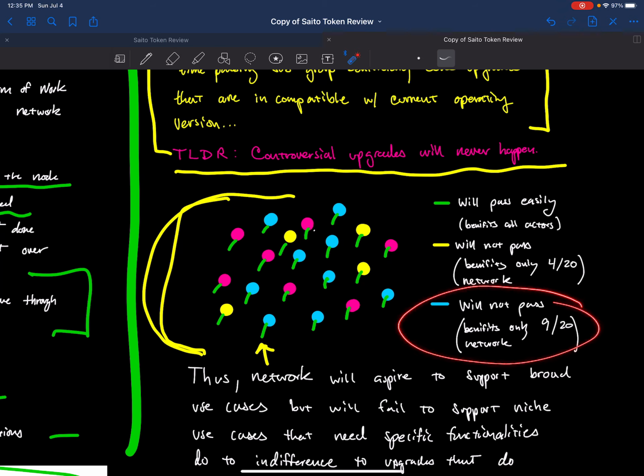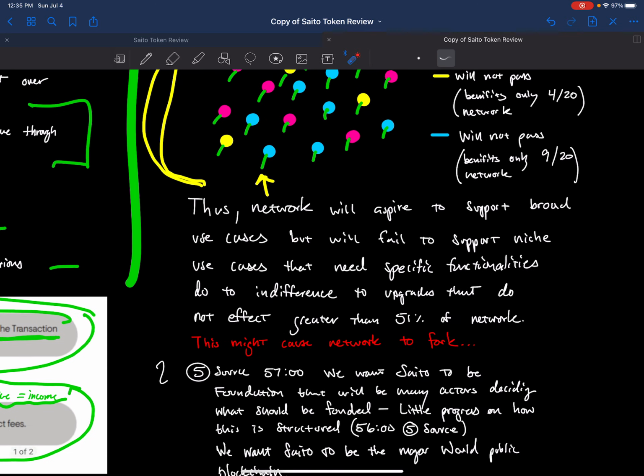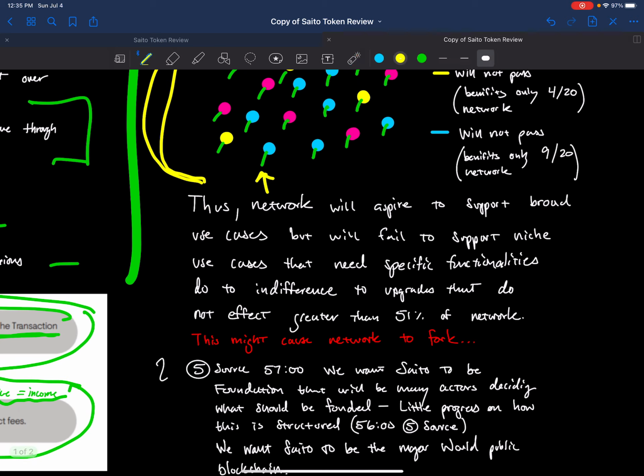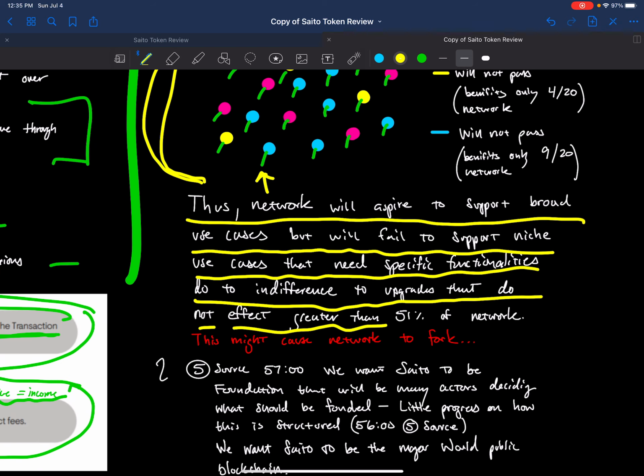The same thing with blue. If there's some subset that's less than half, nodes might ignore it because it doesn't benefit them personally. Also, these two codes might conflict with each other, so there needs to be a dispute resolution, a governance for figuring out a middle ground for the network. Okay, so thus, the network will aspire to support broad use cases, which is good, but will fail to support niche use cases that need specific functionalities due to indifference to upgrades that do not affect greater than 51% of the network. This might cause the network to fork.